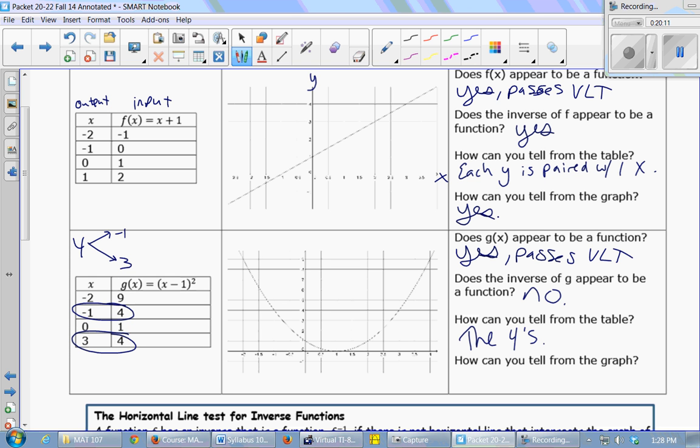We could say, okay, well, the problem happens here and here, those are the 4s. Those are the y values of 4. And it's the fact that that horizontal line hits the graph twice. 2 x values give you 4 in the original function, which means that if you swap the role of input and output, 4 would give you 2 different outputs.